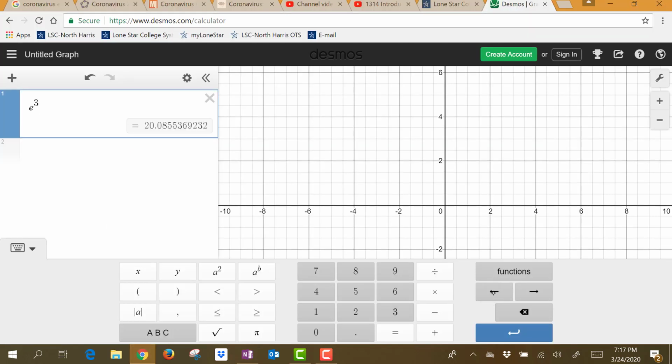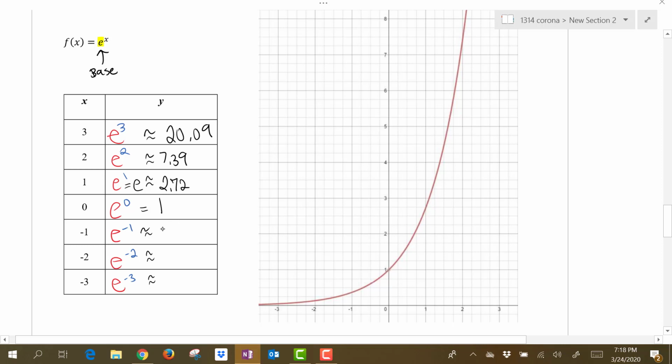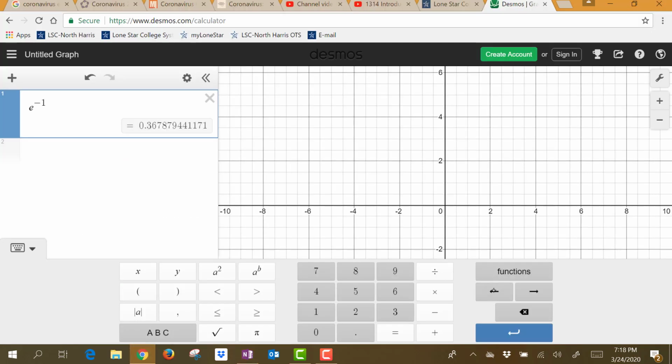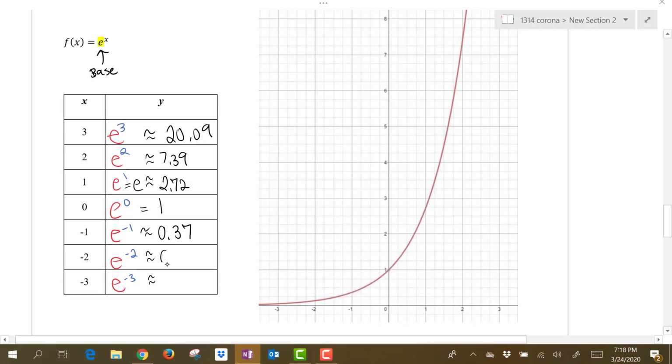I'm just going to hit the back button and the delete button. Now let's do negative 1. So e to the negative 1 power is about 0.37 if I round to the nearest 2 decimal places. Let's do negative 2. I'm just going to hit the back button, hit the negative button, and type in a 2. Looks like about 0.14.